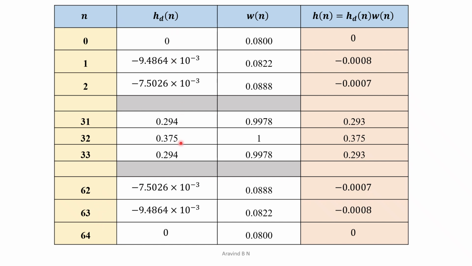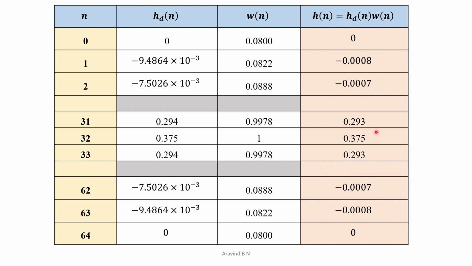hd of n, these are the values we are going to get, and window function, these are the values we are going to get. Multiply these two values, this is the result we are going to get in complete. Now let us go through the Scilab simulation, but before that, the point to be verified: at the midpoint, that is at n is equal to 32, we must always get the highest value, and before and after there must be lesser values, as you can verify.